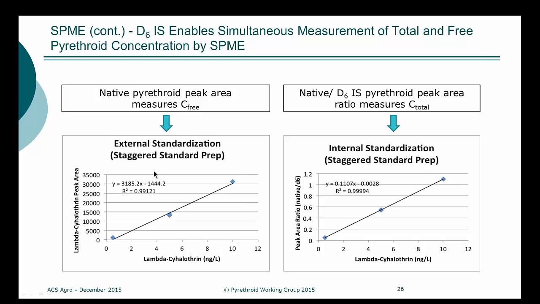Here we can show how we determine free. The free is basically a comparison of the free of the native with known concentrations, and we extrapolate the data from that to determine the free in the deuterated compound. For the total, we use the ratio of the native to the D6 in the sample versus the actual standard. This all occurs concurrently.